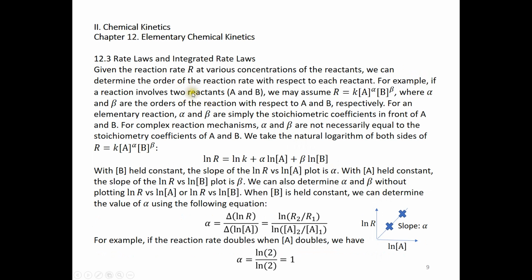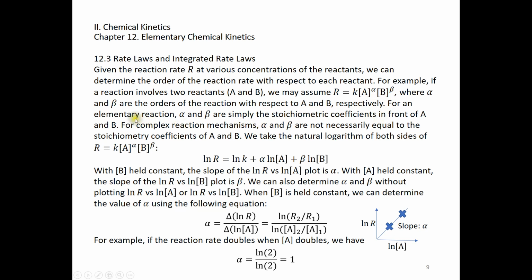Given the reaction rate R at various concentrations of the reactants, we can determine the order of the reaction rate with respect to each reactant. For example, if a reaction involves two reactants denoted by A and B, we may simply assume R is k times [A] to the power of alpha, [B] to the power of beta. Alpha and beta are the orders of the reaction with respect to A and B, and we can determine the values of alpha and beta.